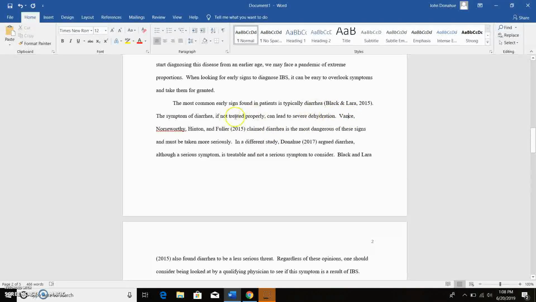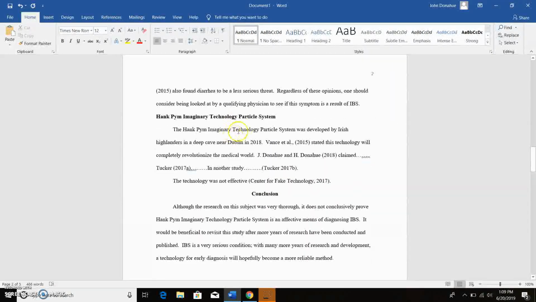The study done by Vance, Norsworthy, Hinton, and Fuller was different from the study that Donahue, Black, and Laura found. You want to have some comparisons. Sometimes you want to find things that are similar. Sometimes you want to find things that are different. And that prevents us from having bias in our paper. And that's what we call synthesis once again. So mix up those articles, find comparisons, find differences, and put them in your paragraphs.